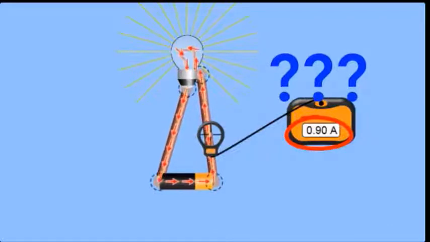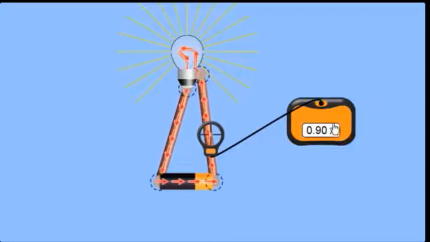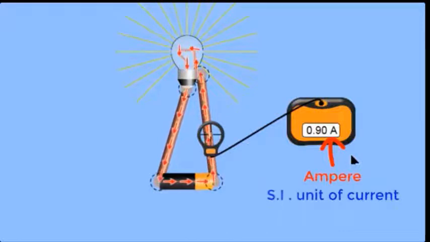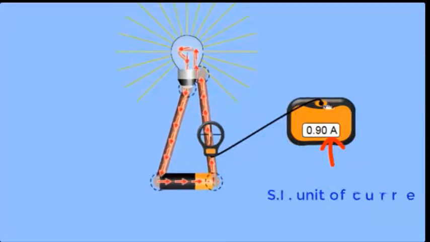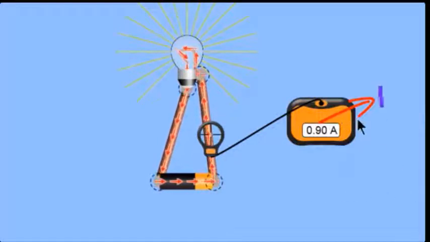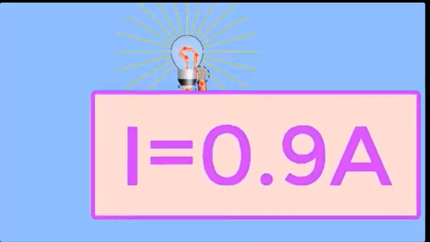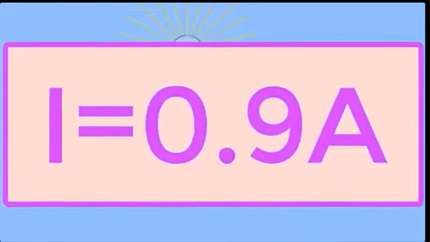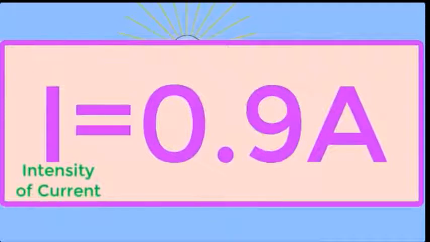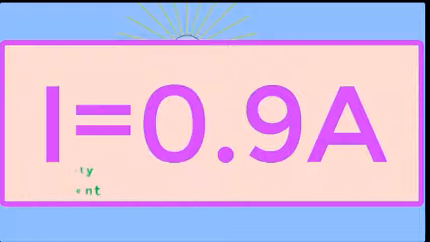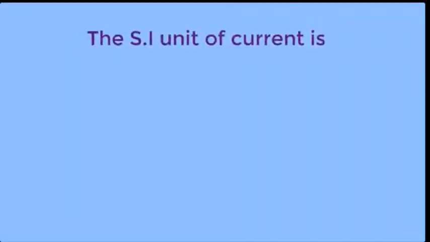The amount of current that passes through the electric circuit is 0.9 A. A is ampere. That is the SI unit of electric current, where the intensity of the electric current is symbolized by I. Then I equals 0.9 A means that the intensity of the current is equal to 0.9 ampere. So the SI unit of the current is ampere.